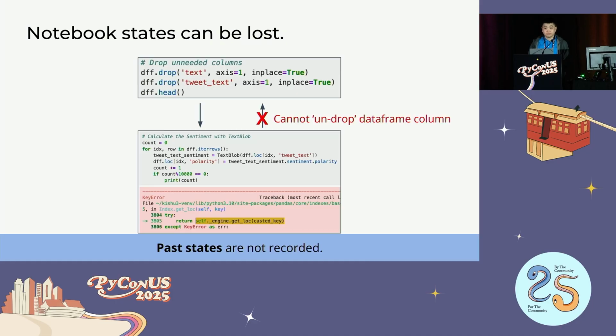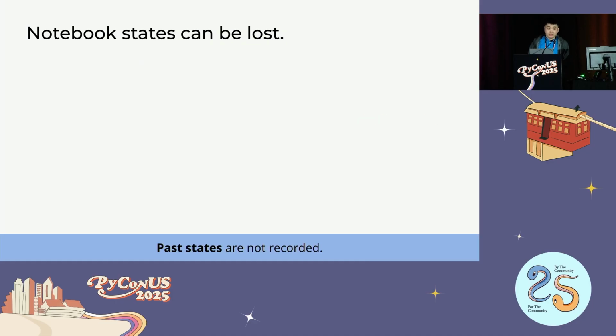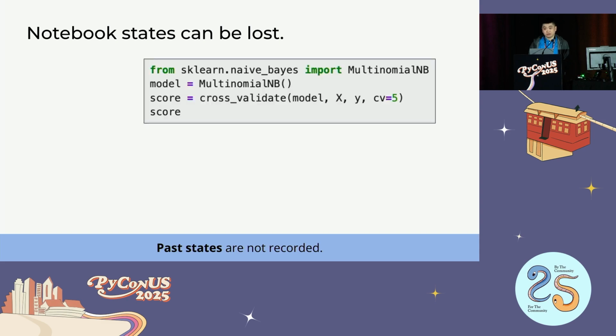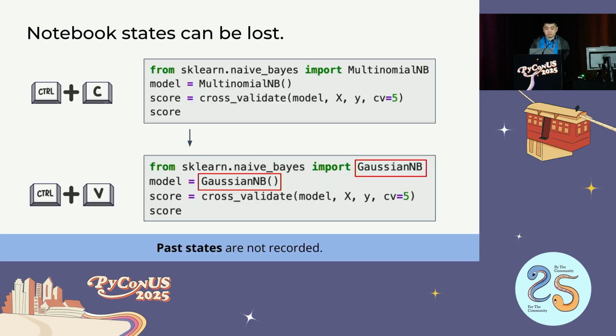And another thing that many users do is to copy and paste cell code. For example, given this code snippet here, they might copy it, paste it into somewhere else in the notebook, make some minor modifications, and execute it. And then by doing that, they've just overwritten a bunch of variables. And because of similar reasons, current notebooks don't support unoverwriting variables.